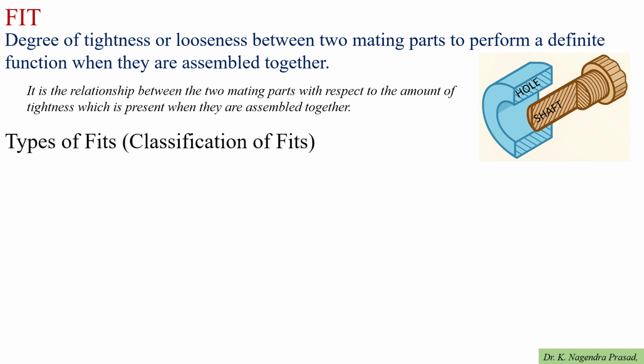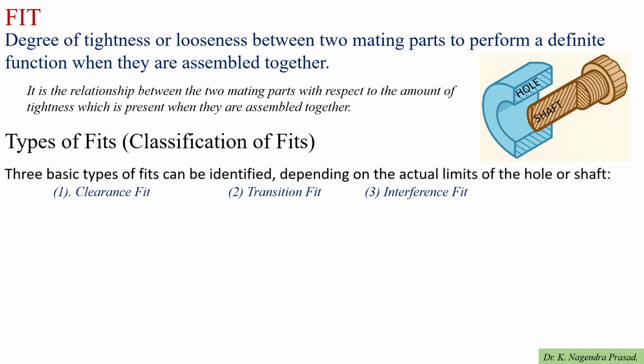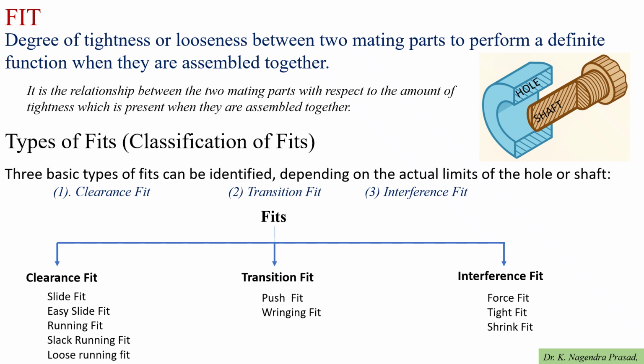Next, we have to see the types of fits. There are three basic types of fits that can be identified, depending on the actual limits of the hole and the shaft. First one is the clearance fit. Second one is the transition fit. Third one is the interference fit.